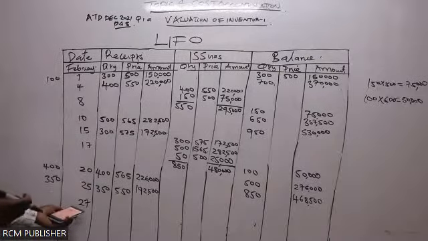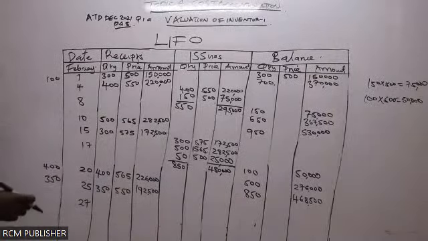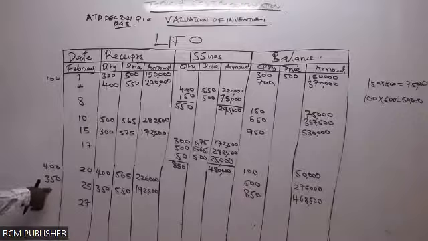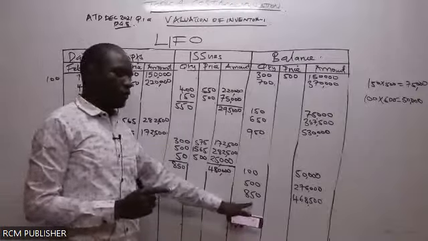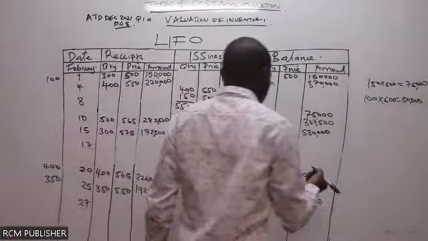Even before we proceed to whatever is being issued on 27, we can still verify and confirm. Is it really what we have there? Let's see. In terms of units, I have 400 plus 350. That is 750. 750 plus 100 will give me 850. That is what I have here.